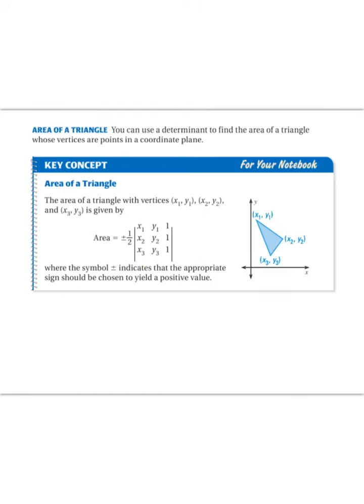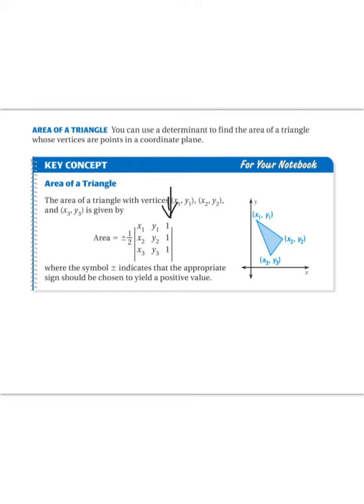So one of the things that we can use the determinant for is to help us find the area of a triangle when we know their points on the coordinate plane. The way we do that is we take half times the determinant of x1, y1, x2, y2, x3, y3, and we fill our last column with all ones so that we have a square 3 by 3 matrix.